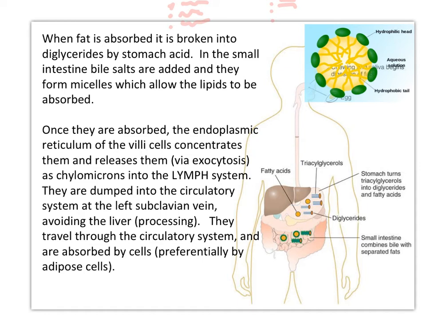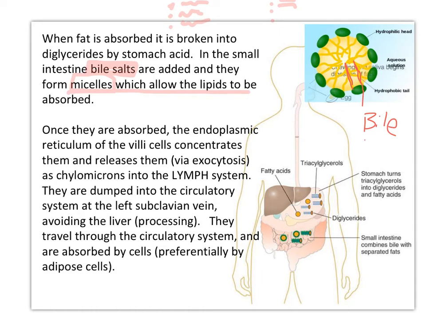But once this happens, when you have a diglyceride, you're going to form this thing called a micelle. Prior to that, you're going to add bile, and that's a salt. The bile salt is going to bond with this diglyceride to make a micelle. So the green here is bile, and these yellow lines are the fatty acid chains.